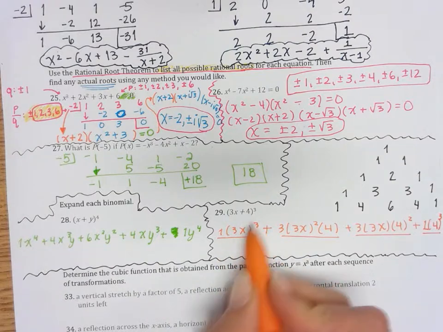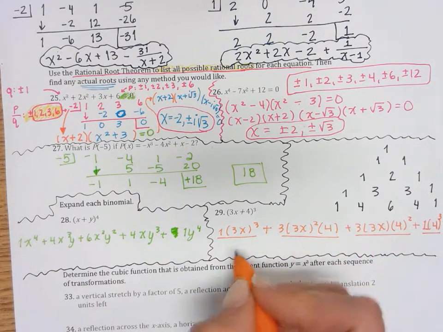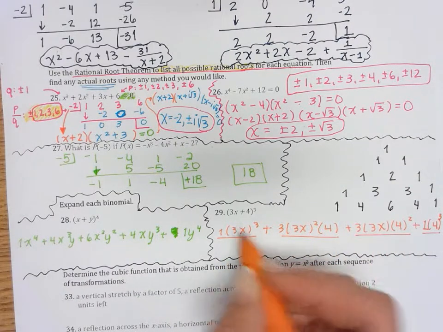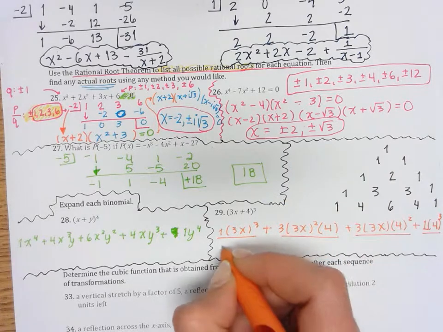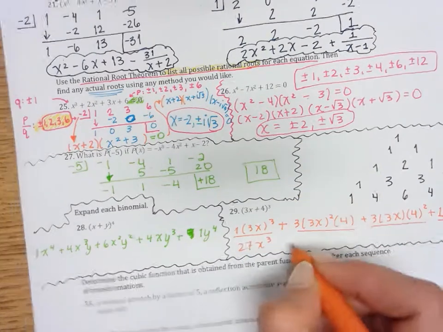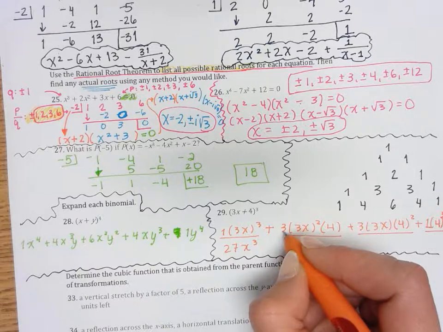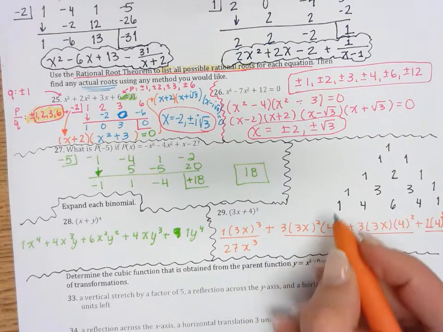Whatever the power is, you'll have one more than that terms. Cube everything. Yes, the x and yes, the 3. They're in parentheses. That's how it works. 27x cubed. Done. 3 squared is 9. Times 3 is 27. Times 4, 108.